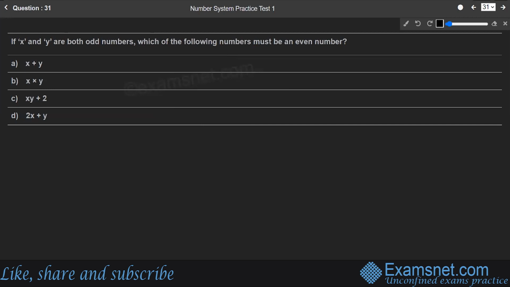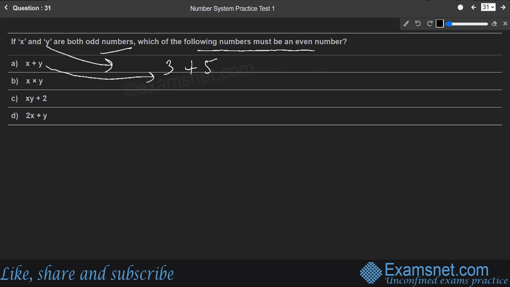Now, if x and y are both odd numbers, which of the following numbers must be an even number? If x and y are odd numbers, which of the following must be an even number? Let us try to do it by some example. Let us have two odd numbers, 3 and 5. Okay, let us try to fix option number A.